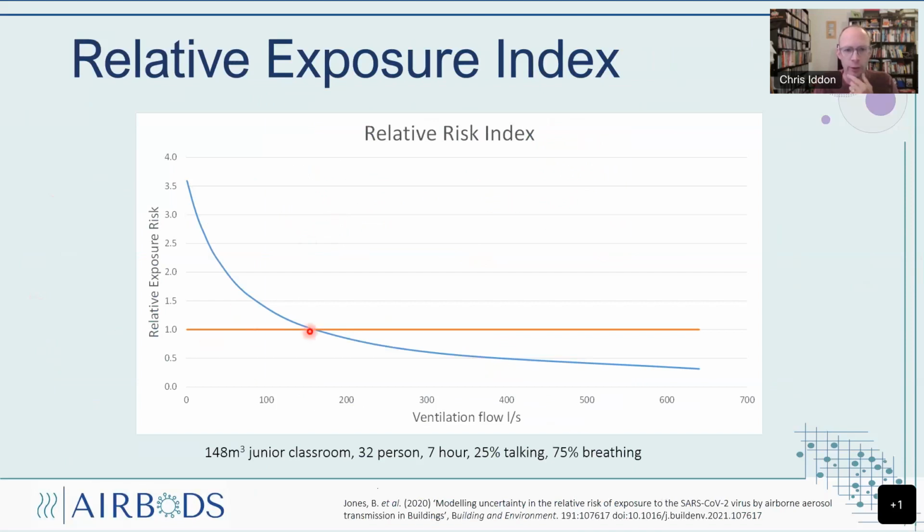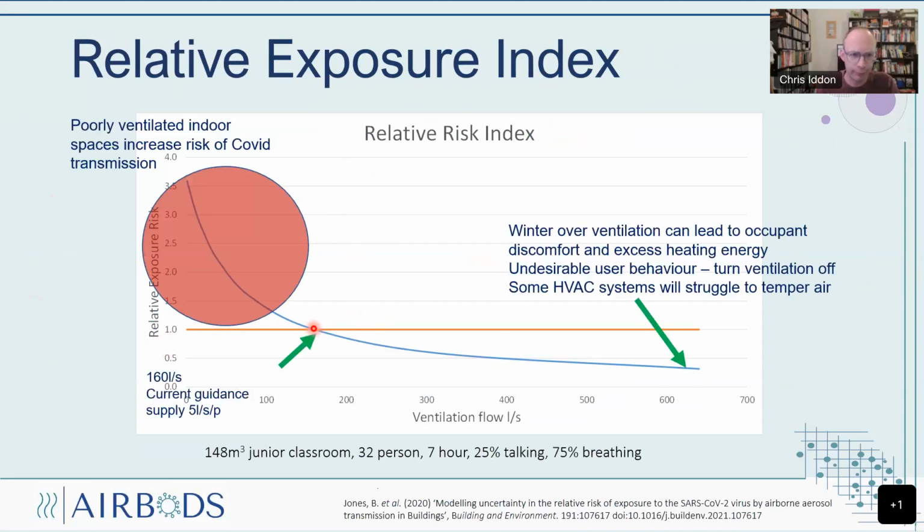So here's just our school classroom in the UK. We ventilate at 5 litres per second per person, which is why the relative risk is at 1 at that point, about 160 litres per second. But what you can see is there's a law of diminishing returns, because the relative exposure index is inversely proportional to the ventilation flow. And that means that we get better bang for our buck by increasing the ventilation rate in very poorly ventilated spaces.